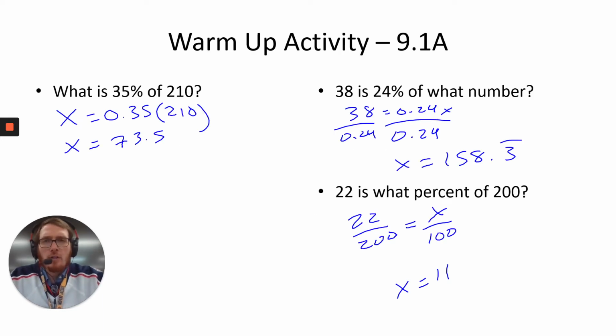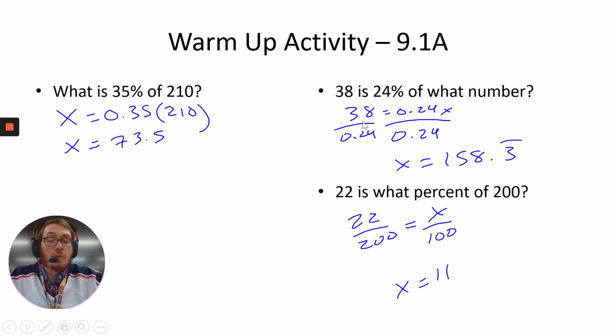Before we get too far into the surface area of prisms today, I'd like to review a few things about percentages. I used some with the percent equation and some with the percent proportion as I looked through these examples. The first one I did the equation, what is x equals, change 35% to 0.35 and then times 210. You multiply those two things together and you get x equals 73.5.